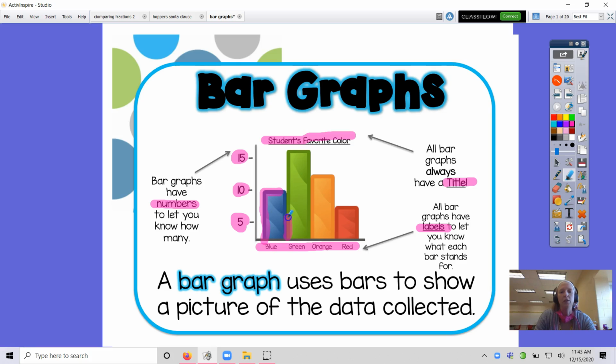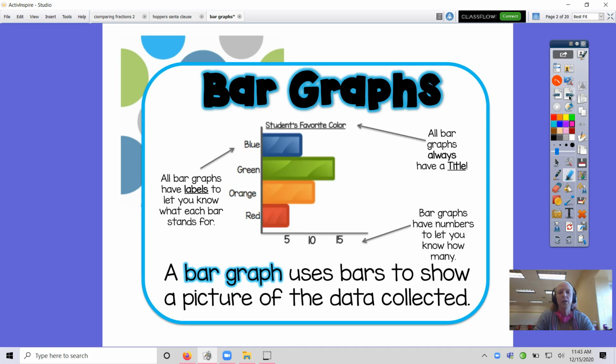So as I look at this, I can determine how many students chose blue: 10. I can figure out how many students chose green: 15. Orange would be halfway between 10 and 15, which would be roughly 12. And then red is halfway between 5 and 10, which would be about 7.